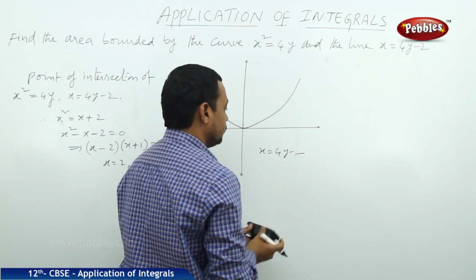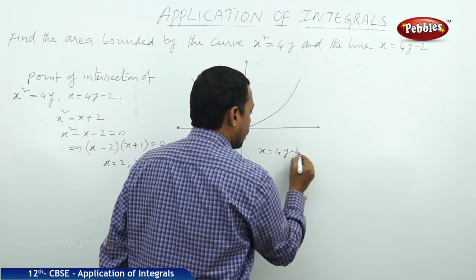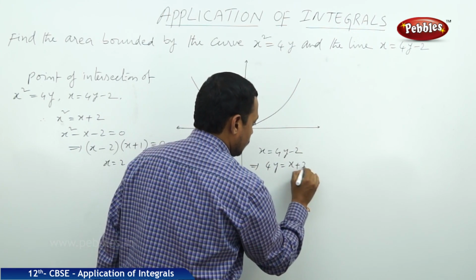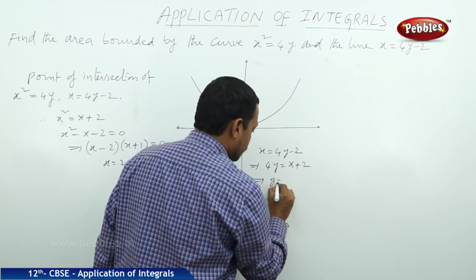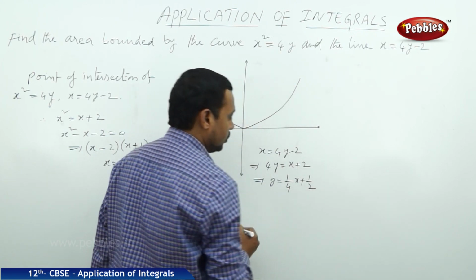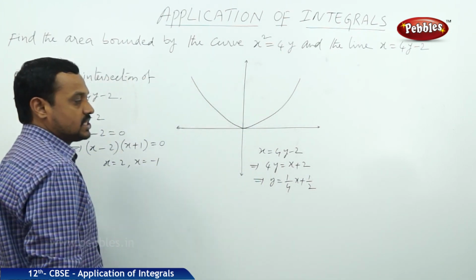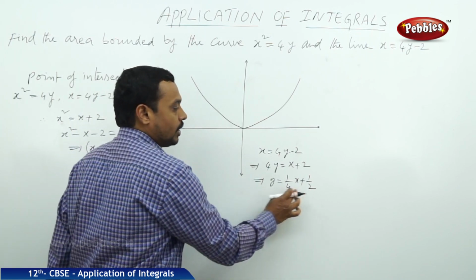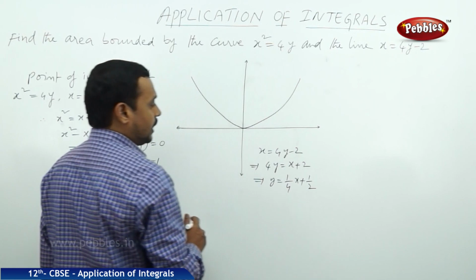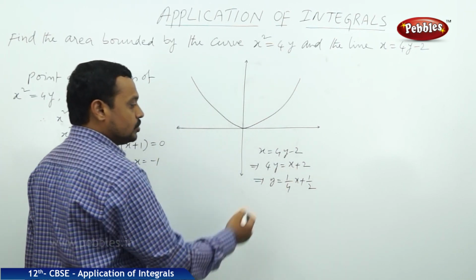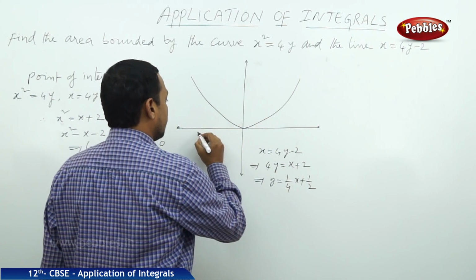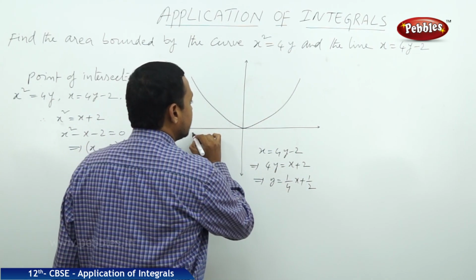And one more thing here, the given straight line is x is equal to 4y minus 2. Now this implies 4y is equal to x plus 2 and dividing by 4, it is y is equal to 1 by 4 x plus 2 by 4, that is 1 by 2. You know, it is y is equal to mx plus c form. It is a straight line whose y-intercept is 1 by 2 and the slope is 1 by 4, which is positive. So by this observation, the line may be like this.